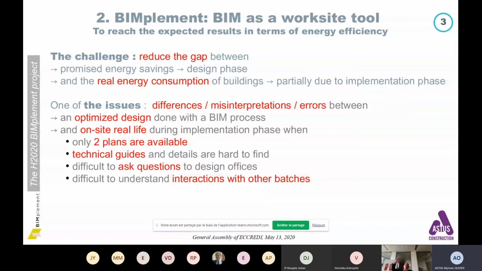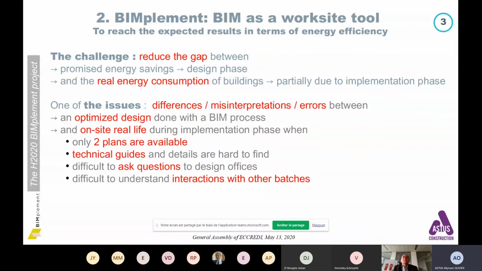But on the construction site, people only have 2D plans, which are not that easy to understand. Also, on the work site, it's quite difficult to get access to technical documents, because very often on site there are stores in non-accessible places. It's not so easy also to get explanation from the design office, because discussion is not that easy cross-level.